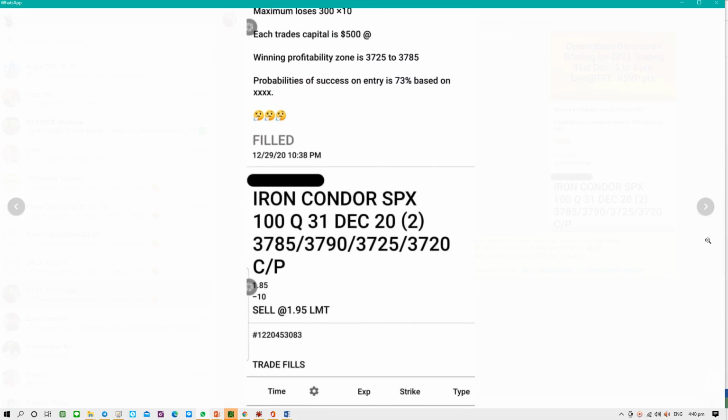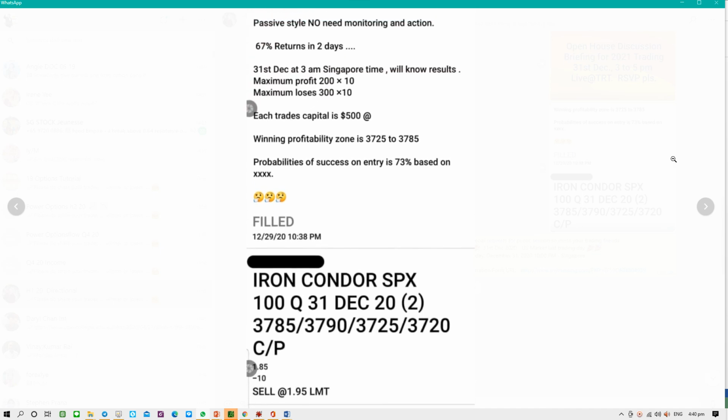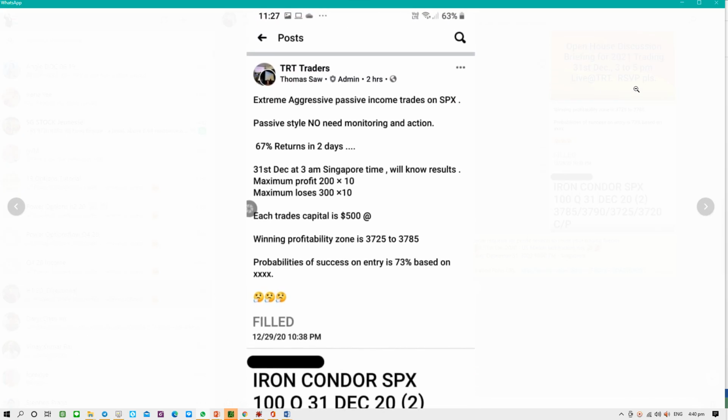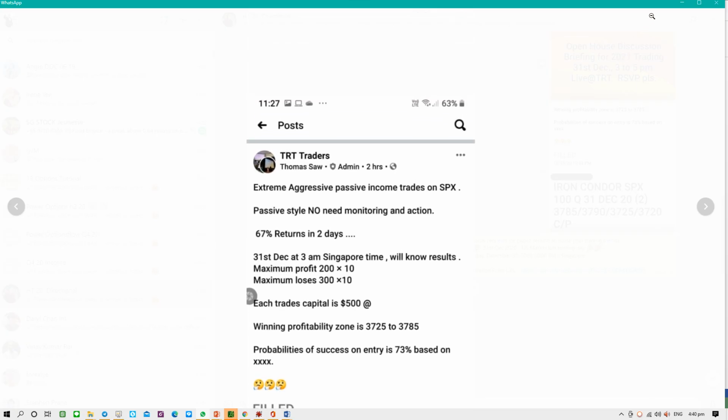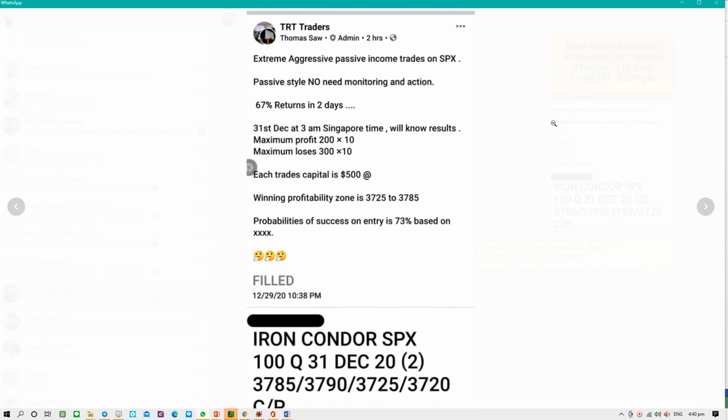My one is 3710. Worst case, how much do I lose? $3,000. Best case scenario, if we hold on, maximum profit is $2,000. What is my capital at risk? $5,000. What is my safety zone? Between 3725 to 3785, $60 apart. So I can calculate it: when, how, when. This is what you need to know.